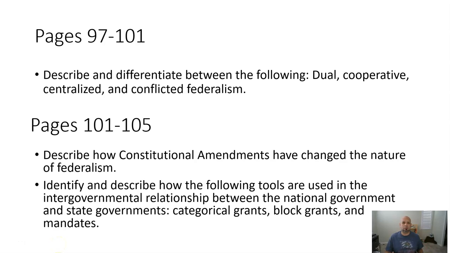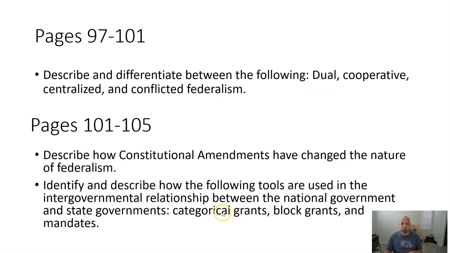So today we're going to do a 2-for-1. We're looking at 97 through 101 and 101 through 105. And really the reason I'm doing that is because they kind of tie into each other. So if we're looking at differentiating between dual, cooperative, and centralized federalism, the big focus really for you guys is dual and cooperative, and then we're going to talk about how cooperative will transform into centralized and then eventually conflicted federalism.